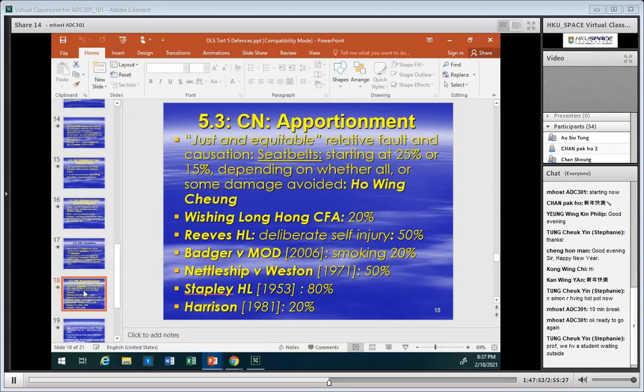And Ho Wing Cheung says that in seatbelt cases, the damages that the plaintiff can claim will be reduced by between 15 and 25%, depending on whether all or some of the damage was avoided. Okay, so if wearing a seatbelt would have prevented any damage at all, then your contributory negligence will be 25%. But if wearing a seatbelt would have reduced the severity of your damage, then you would only get 15%.